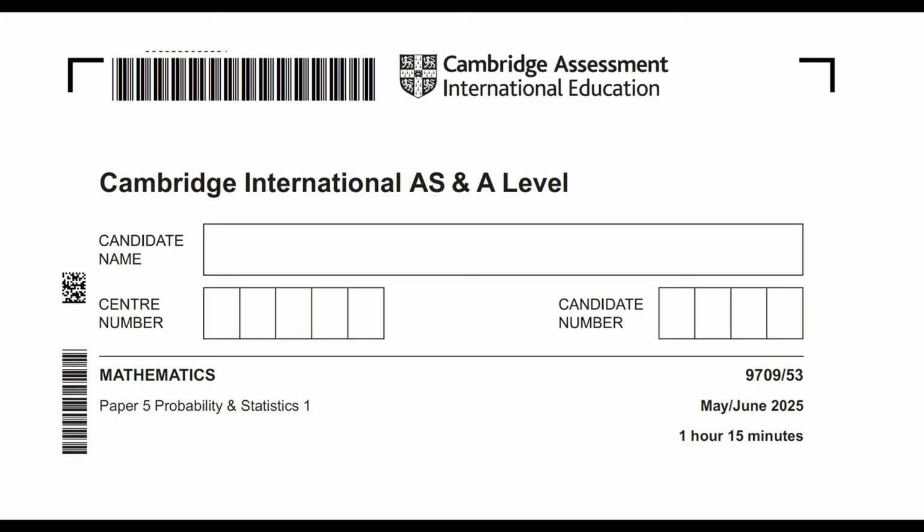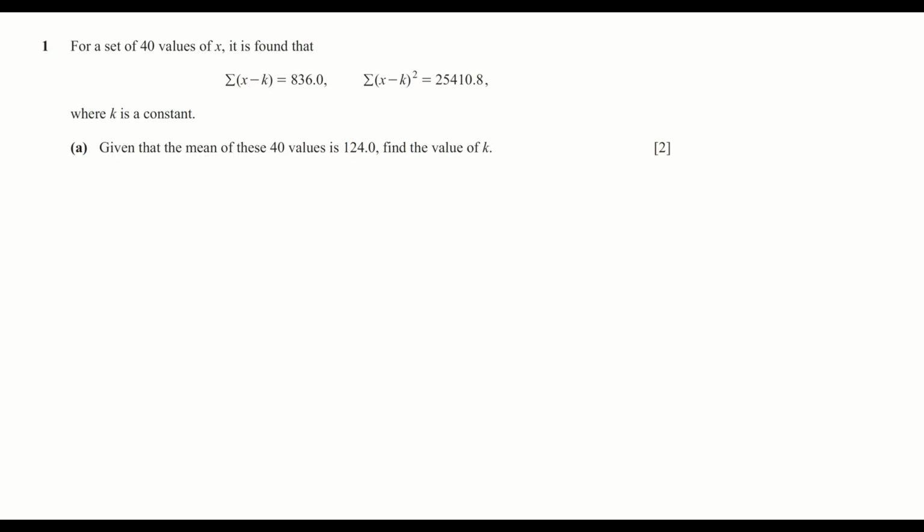In this video, we're going to look at Cambridge International AS and A-Level Mathematics 9709, Probability and Statistics 1, paper 5.3 from May-June 2025. Question 1 says, for a set of 40 values of x, where k is a constant, given that the mean of these 40 values is 124, find the value of k.